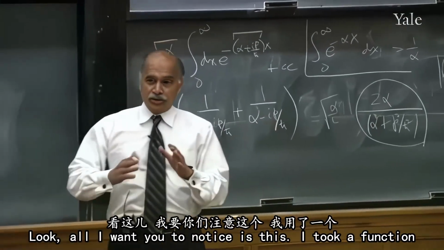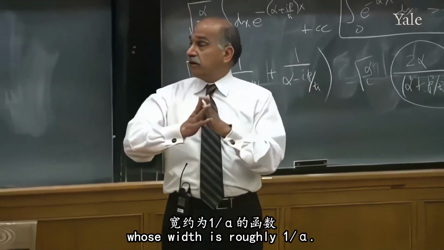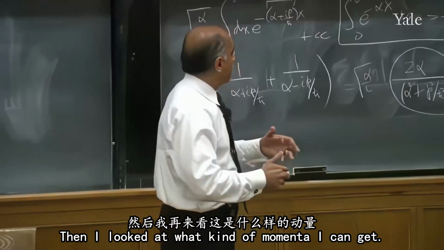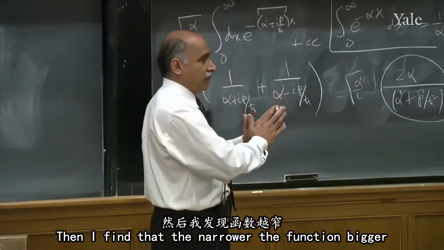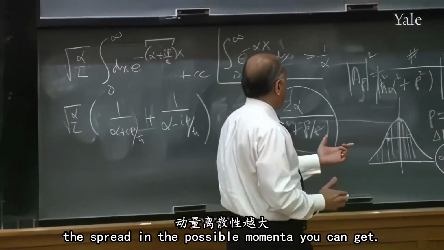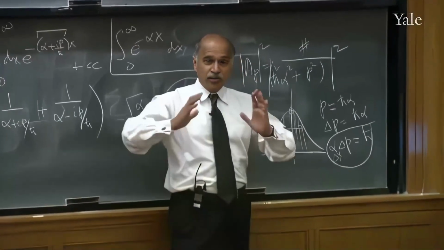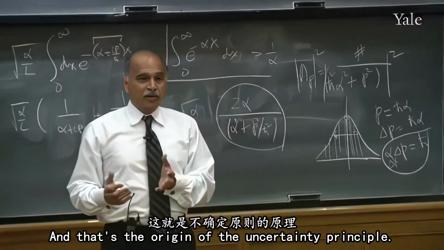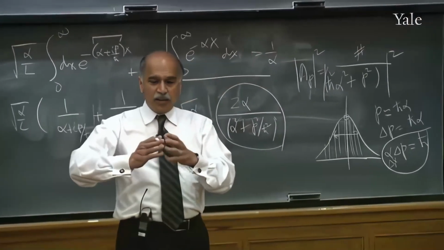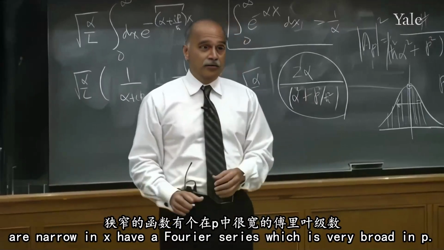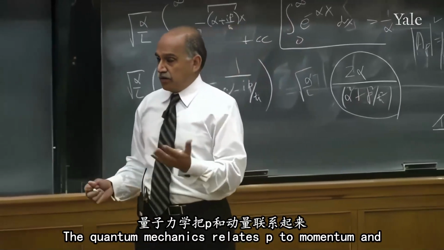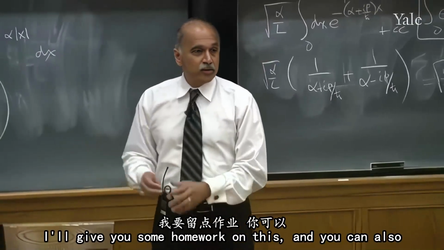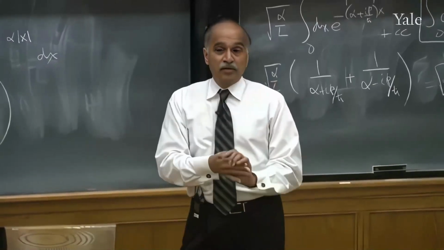Look, all I want you to notice is this. I took a function whose width is roughly 1 over alpha. Then I looked at what kind of momenta I can get. Then I find that the narrower the function, the bigger the spread in the possible momenta you can get. So squeezing it in X broadens it out in P. And that's the origin of the uncertainty principle. It's simply a mathematical result that functions which are narrow in X have a Fourier series which is very broad in P. Quantum mechanics relates P to momentum and therefore the uncertainty principle. So anyway, I will give you some homework on this, and you can also fill in the blanks of this derivation, which I think is very useful.